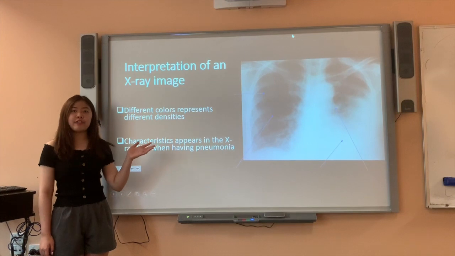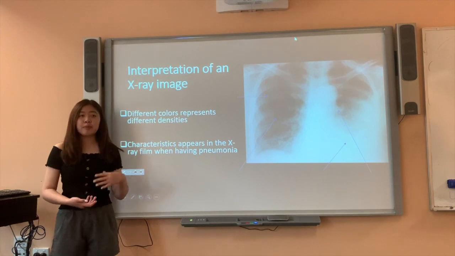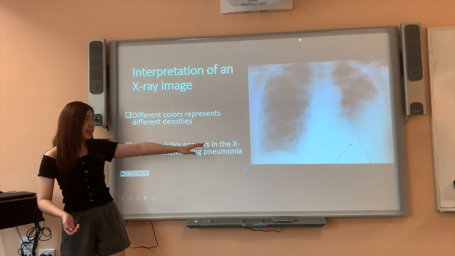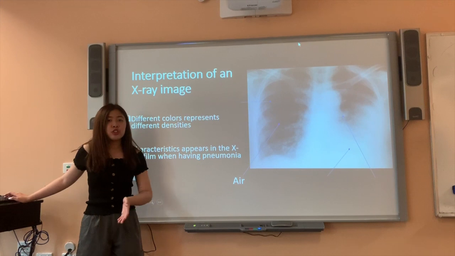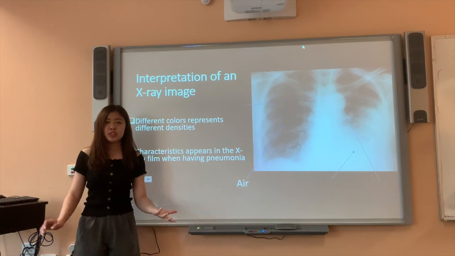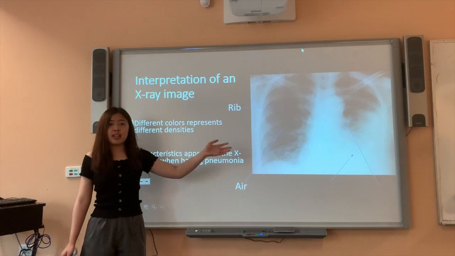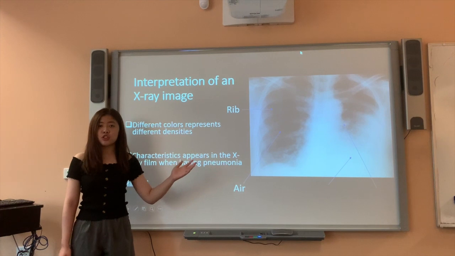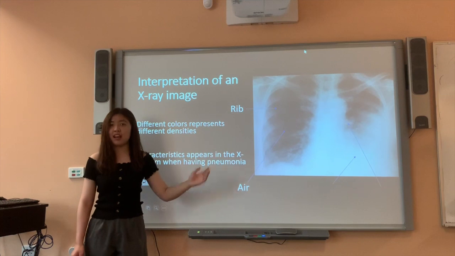When you read an X-ray image, there are several things you need to care about. Different colors represent different densities. In these pictures, this area is black, which mostly represents air, and there is a light gray color, which represents bone. In this situation, it represents ribs. A darker gray color represents soft tissue. Since this picture shows the lungs, this represents the heart.